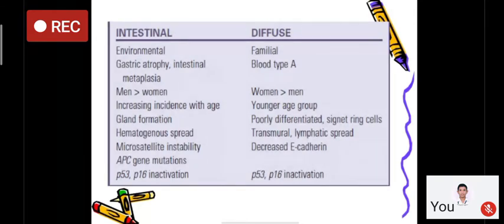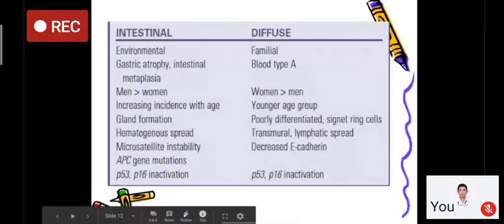But if we divide into intestinal and diffuse, then intestinal type is basically associated with certain environmental factors. There is gastric atrophy, there is intestinal metaplasia, men are more involved, it is more with age, classical factors which are seen in all malignancies. It has a hematogenous spread, and these things, like microsatellite instability, we'll discuss later on.